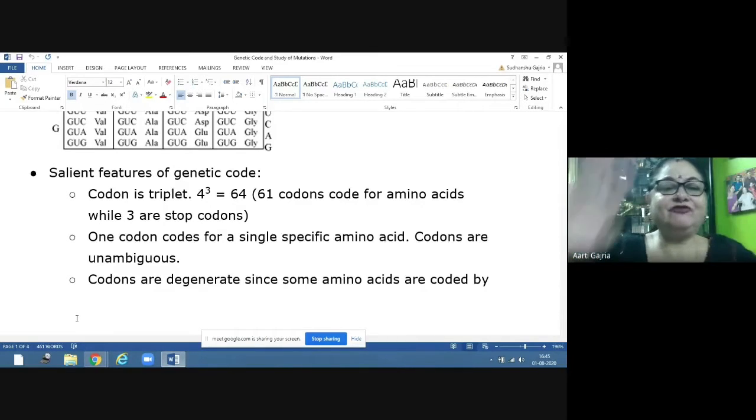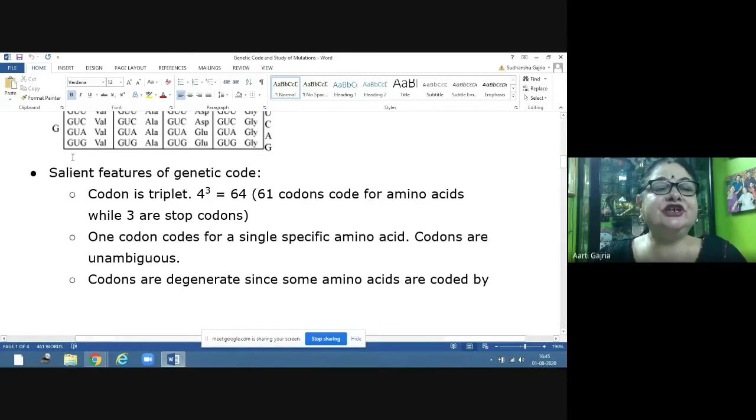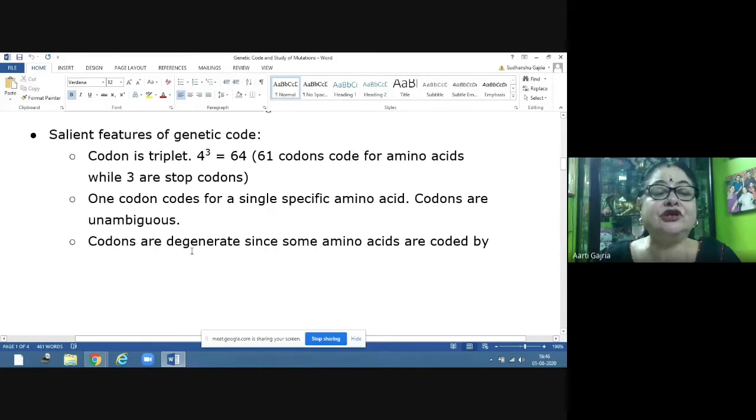One codon is coding for one amino acid. That means if GUG is there, GUG will always code for valine. It will not code for any other amino acid. So this property of codon is called unambiguous. So the first feature of genetic code is that it is unambiguous. Unambiguous means there is no doubt about it. So one codon is coding for one specific amino acid.